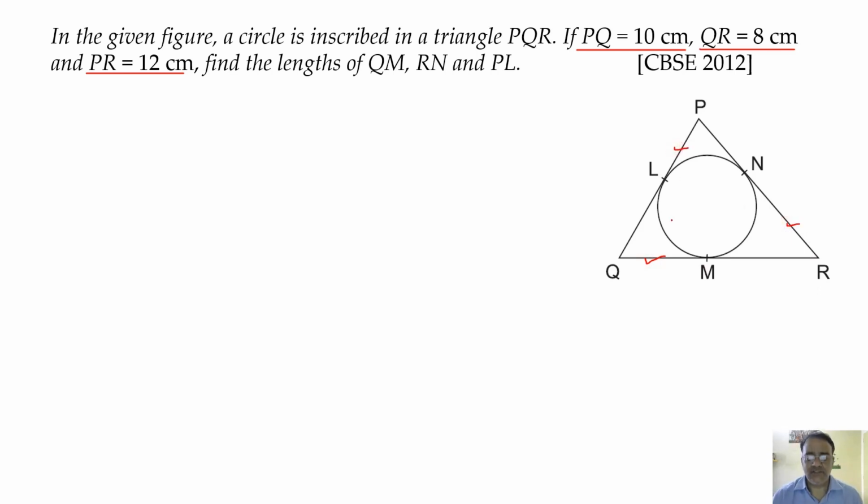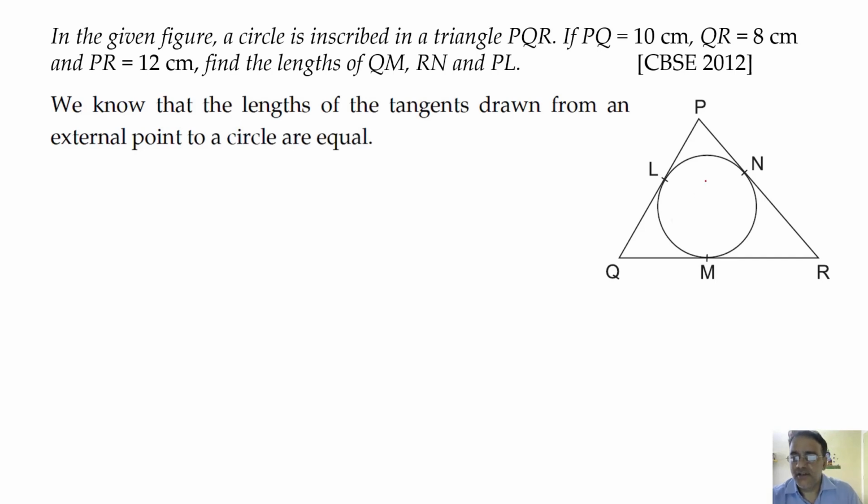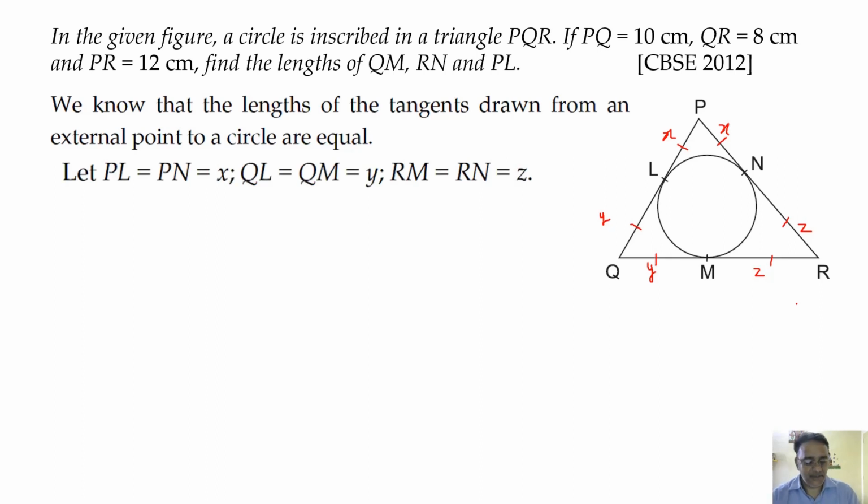Right. So we'll start with, we know that the lengths of the tangents drawn from an external point to a circle are equal. So these two are equal. So we'll take x. दोनों को x ले लेते हैं. Right. And these two are also equal. ये दोनों को y ले लेते हैं. And these two are equal. So we'll take z. Okay. So this step is clear.